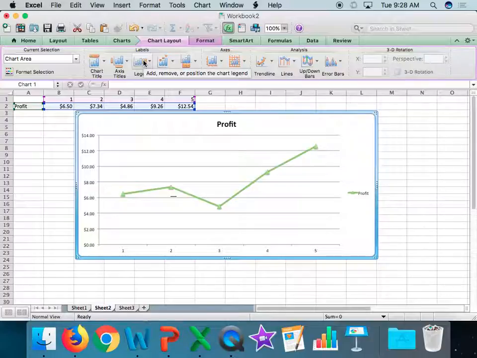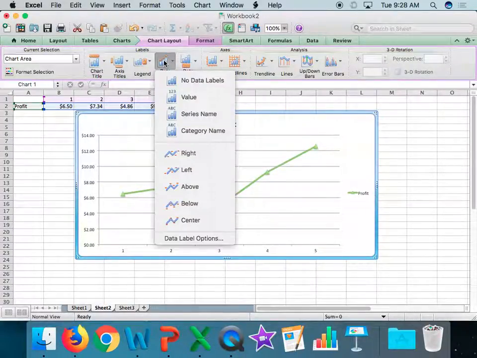Legends. Do I need a legend on this? No, I don't have to. I can, but I don't have to because it's a single line graph. Data labels. Do I need a data label here? No. What am I measuring? Profit. I'm measuring profit, using dollars.